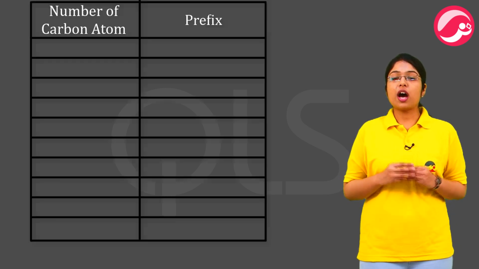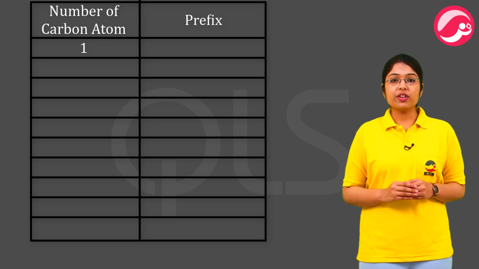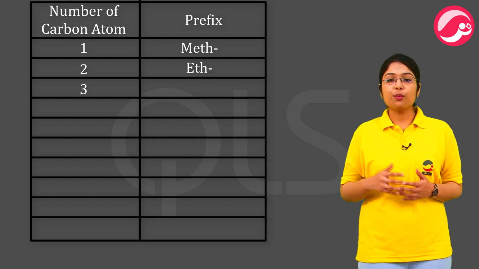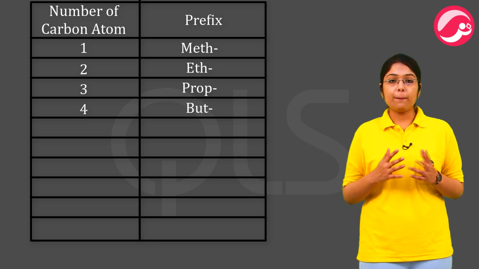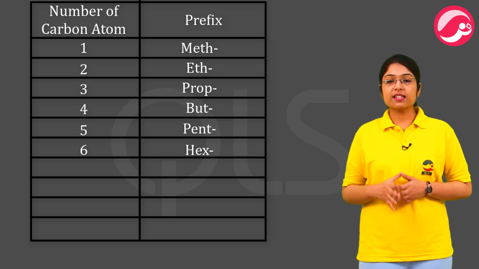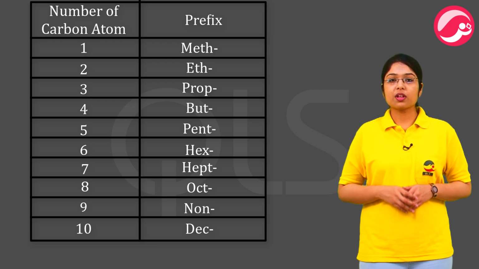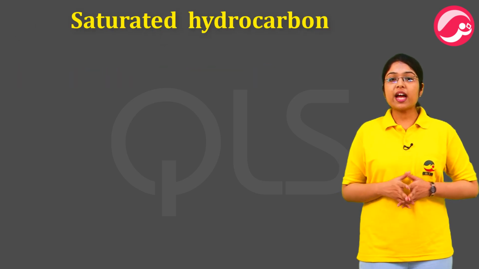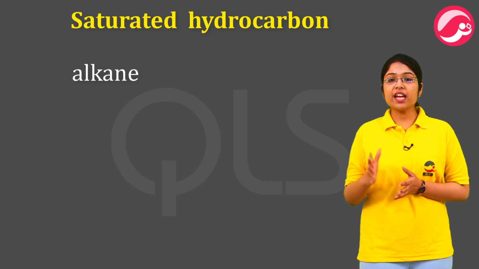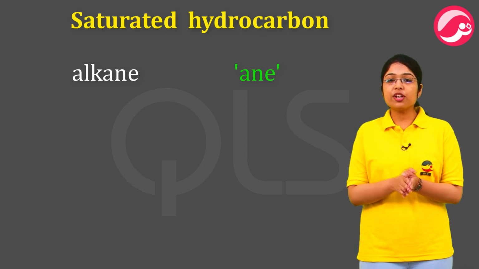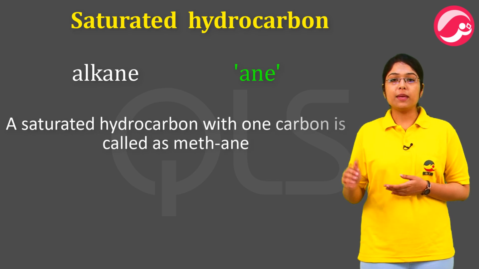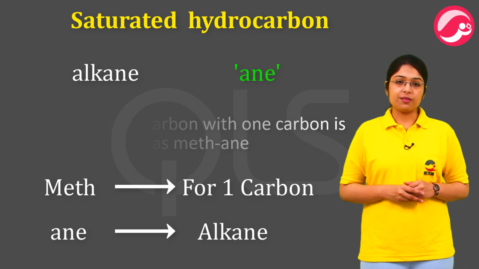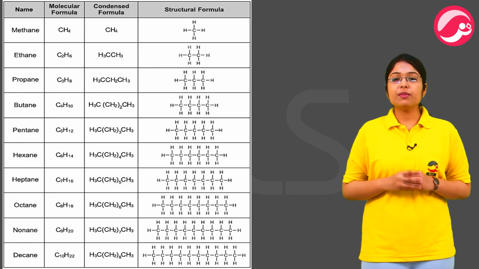So the term used for a hydrocarbon having one carbon starts with meth. Similarly, for 2 carbons it is eth, for 3 prop, for 4 but, for 5 pent, for 6 hex, and so on. We know that there are 2 types of hydrocarbons, saturated and unsaturated. The saturated hydrocarbons are called alkanes and the suffix -ane is used for them. For example, a saturated hydrocarbon with 1 carbon is called methane. Meth for 1 carbon and ane because it is an alkane. Other alkanes are also named in this way only.